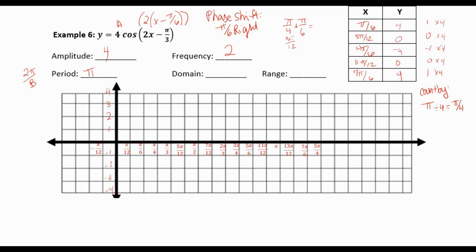So at pi over 6, instead of at the origin, we're shifting our graph pi over 6 units to the right. So we start off at pi over 6 and 4. Then our next value would be 5 pi over 12 and 0. Notice the midline is still at your x-axis. Then we have 4 pi over 6, which actually, sorry, that could have been reduced. No one stop me because this is a video and, you know, that's just how life is. It should be 2 pi over 3.